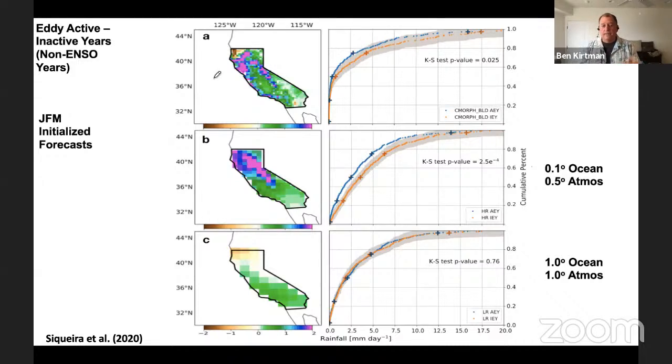The bottom panel is the NMME forecast. But I really want you to look at the distribution curves, because what you see is the blue curve is the distribution on those eddy active years, and the red, the orange or red, I'm a little colorblind, so I can never quite tell, is the eddy inactive years. And what you can see is a shift in that entire distribution associated with the ocean eddy active years, which doesn't appear in the low resolution forecast.